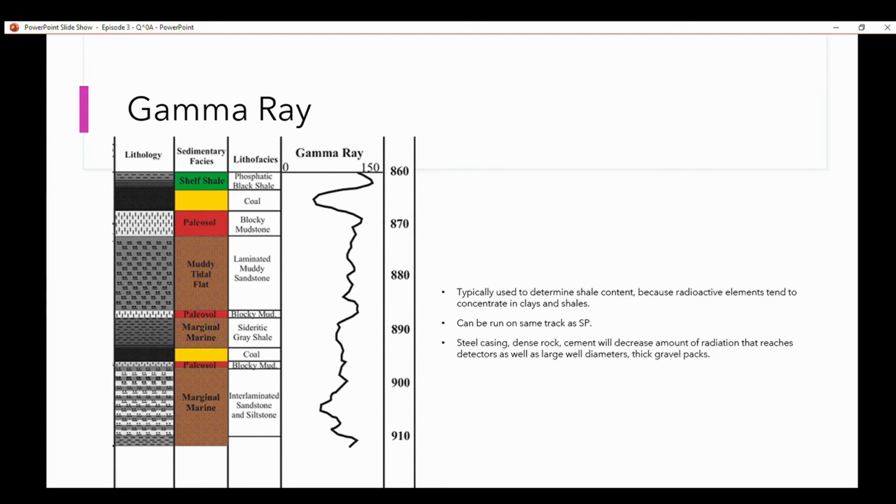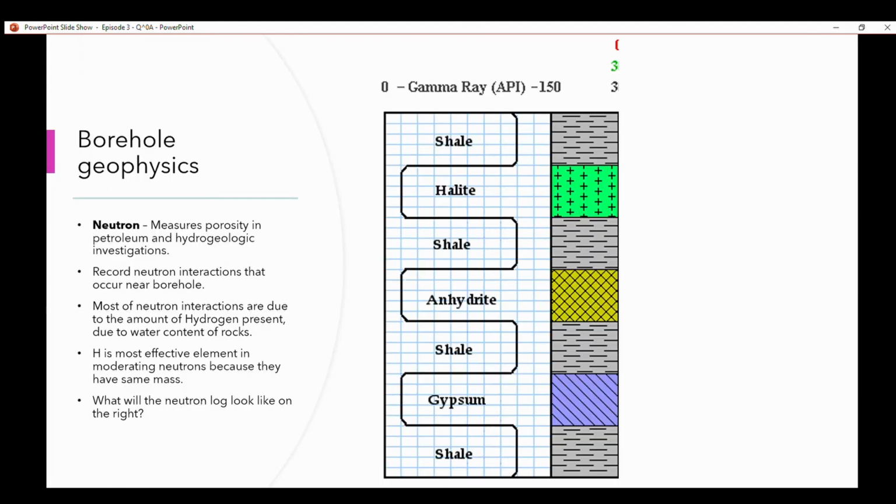So neutron logging, it measures porosity in petroleum and hydrogeologic investigations. You record the neutron interactions that occur near the borehole. Most of the neutron interactions are due to the amount of hydrogen present, due to the water content of the rocks. Hydrogen is the most effective element in moderating neutrons because they have the same mass. And what do you guys think the neutron log will look like on the right?